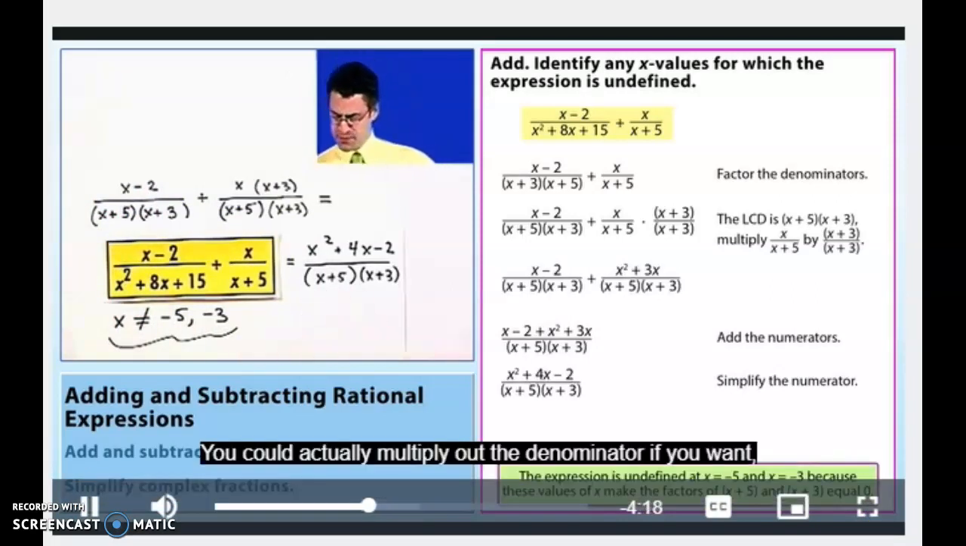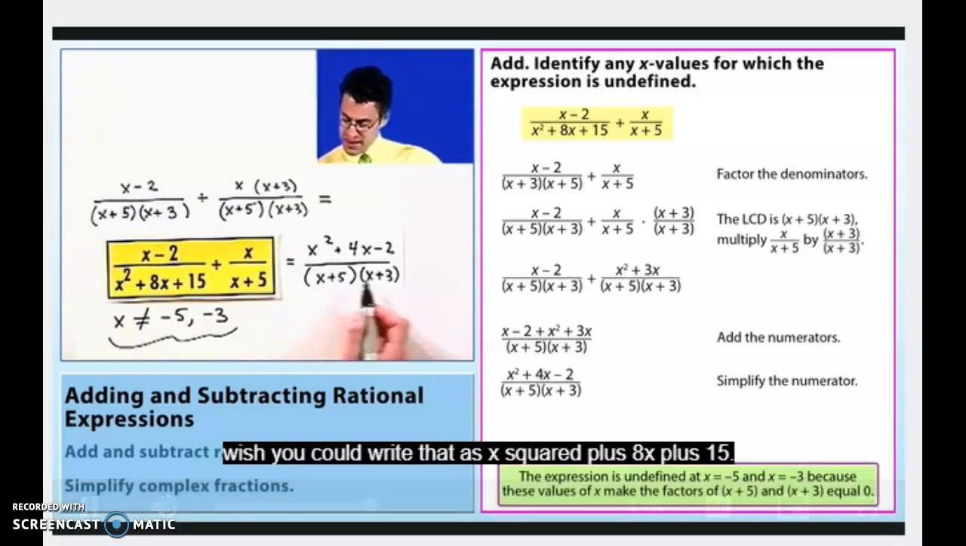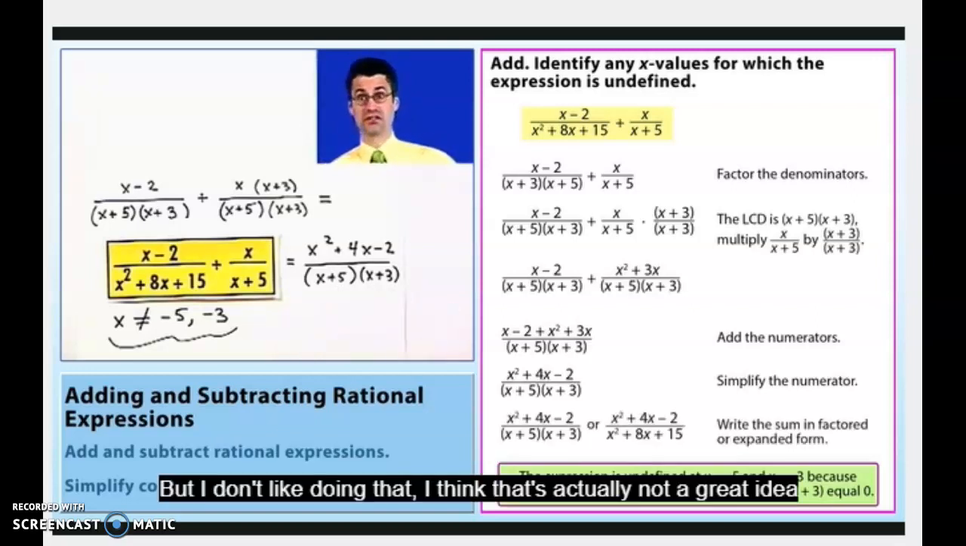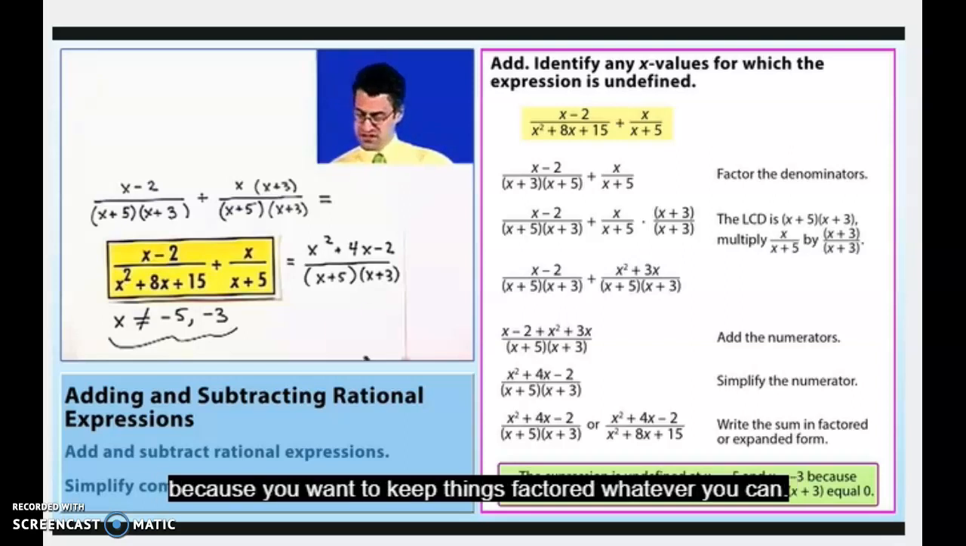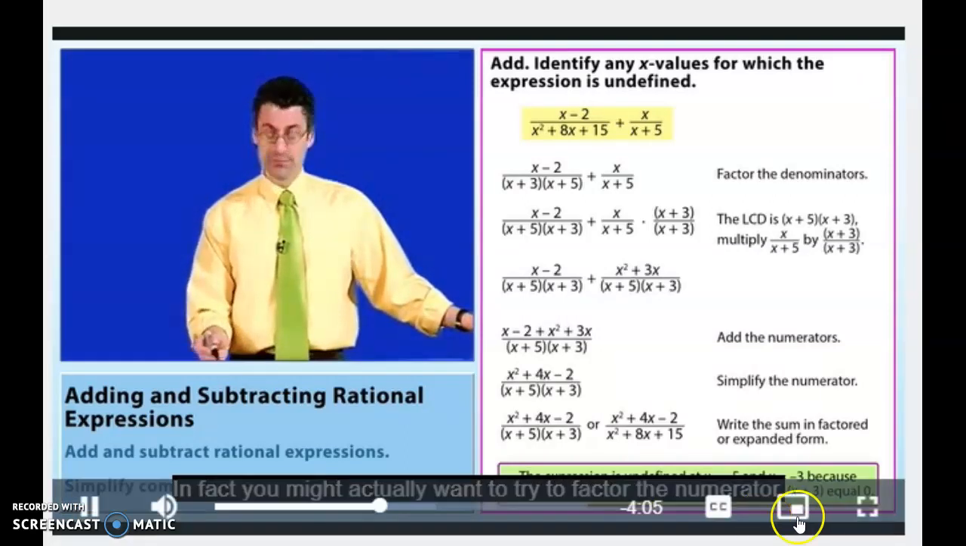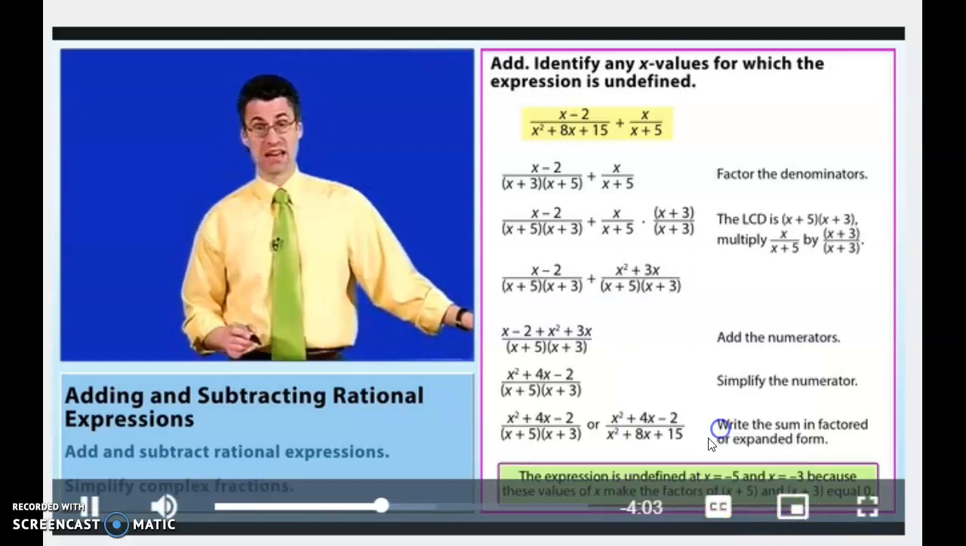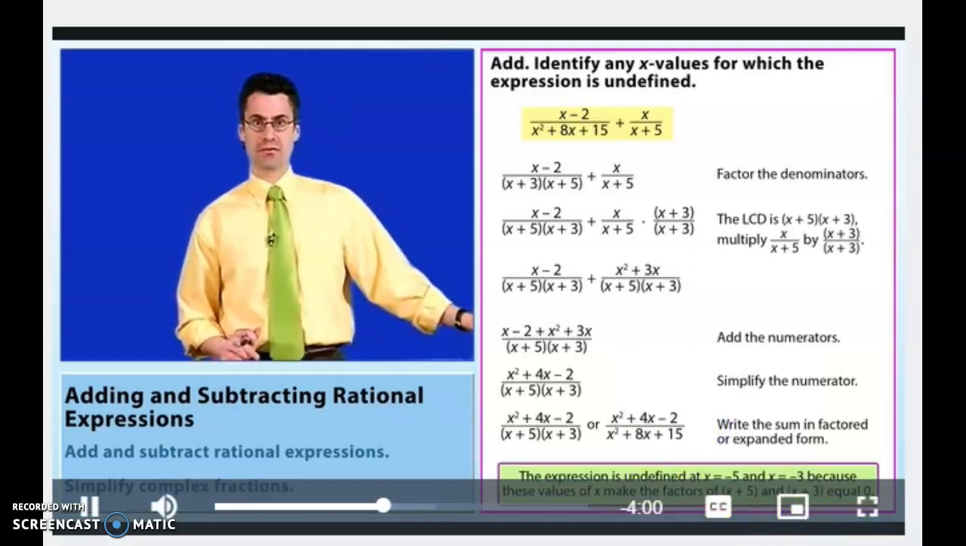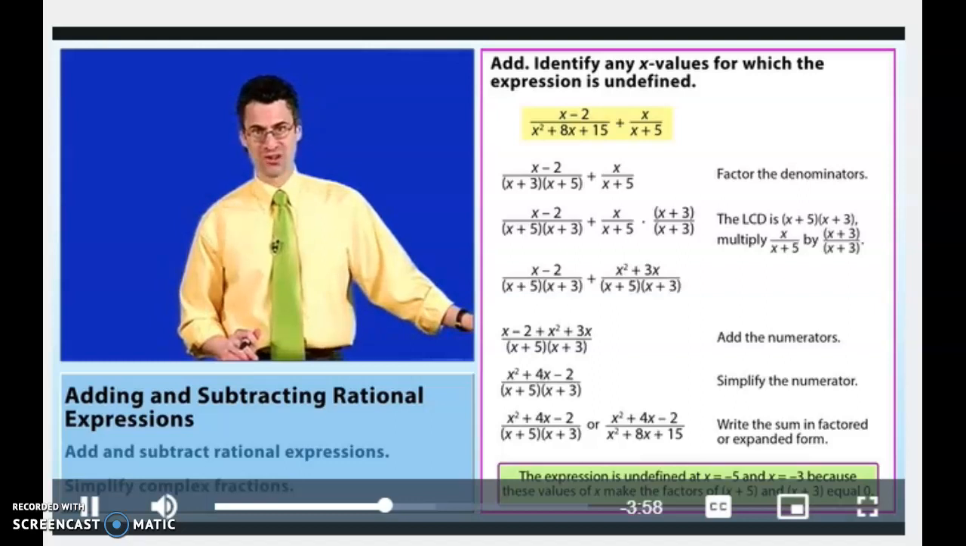You could actually multiply out the denominator if you want, because you could write that as x squared plus 8x plus 15. But I don't like doing that. I think that's actually not a great idea because you want to keep things factored whenever you can. In fact, you might actually want to try to factor the numerator. You could try that, but it turns out the numerator cannot be factored. So that effort would have gone unrewarded.